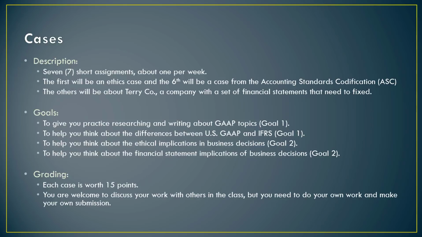The other 5 assignments are about a company called Terry Company. And basically what has happened here is Terry finished their financial statements and then they found some mistakes. And so our job is to go back, do the journal entries to fix the mistake or to account for the item that was missed, and then fix the financial statements to show the effects of that journal entry.